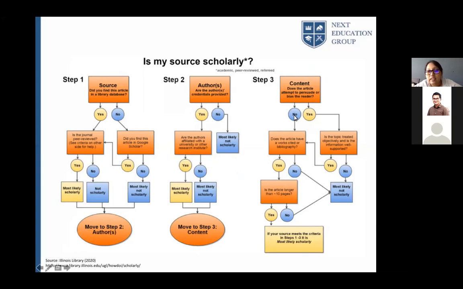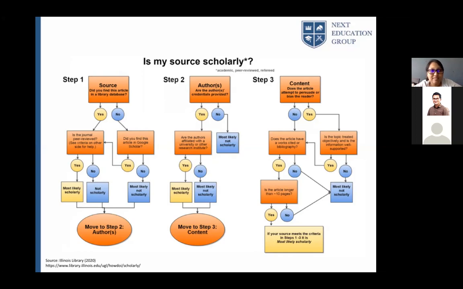Then finally, the content. Does the article attempt to persuade or bias the reader? If it's yes, of course, you must read a little bit more to see whether it's very subjective or whether it's actually objectively written. If it's not biased, does the article have works cited or a bibliography, like the references? Yes. Is the article longer than 10 pages? Normally a journal article won't be 1 or 2 pages, right? But of course, that is not such a viable criterion for you to assess.